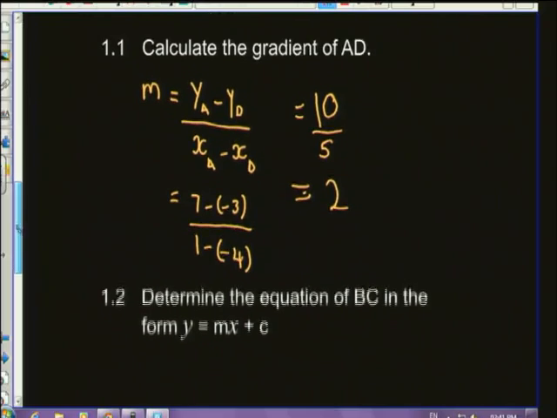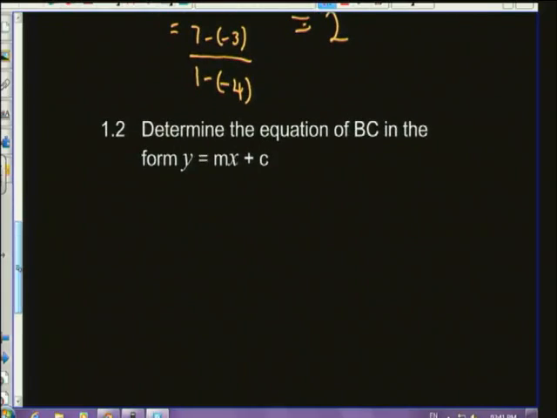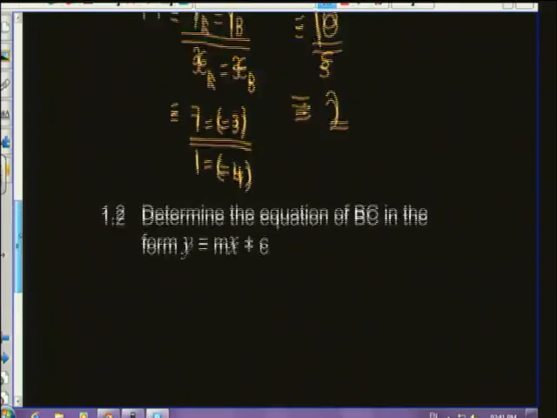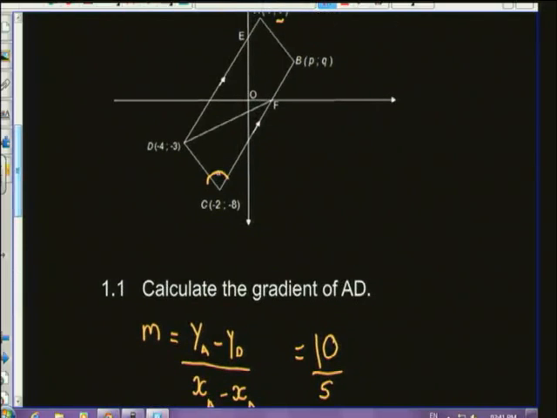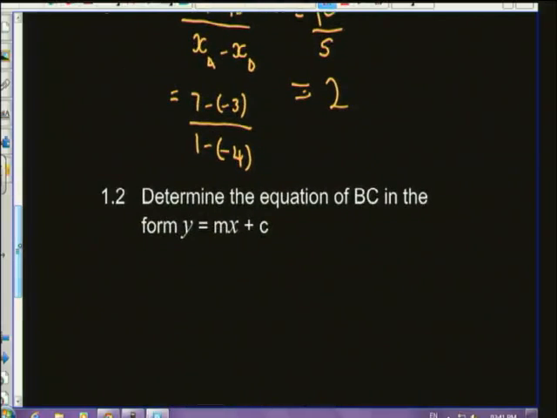Moving right along. Determine the equation of BC in the form y is equal to mx plus c. Right. Where is BC? It's that line there. Now, we're told that AD is parallel to BC. Now, if we're working out the equation of a straight line, we need to worry ourselves about two things: the m and the c.